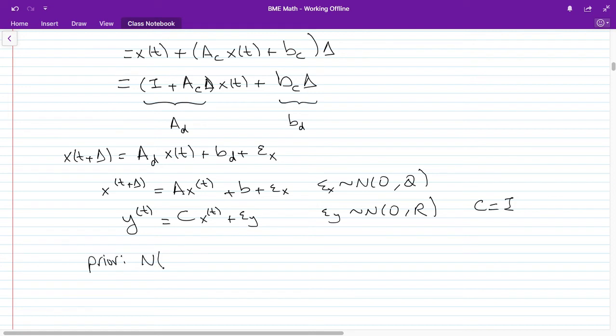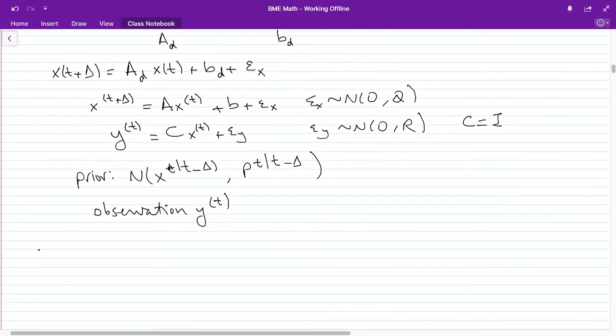We have a normal distribution of x of t given t minus delta with variance P of t given t minus delta. And we make an observation. We look at the ball and we see it at some location, and then we make a posterior prediction where it's going to go.